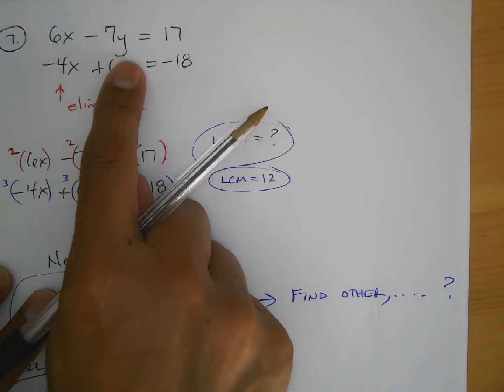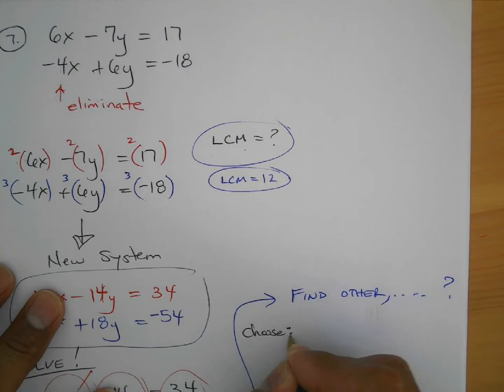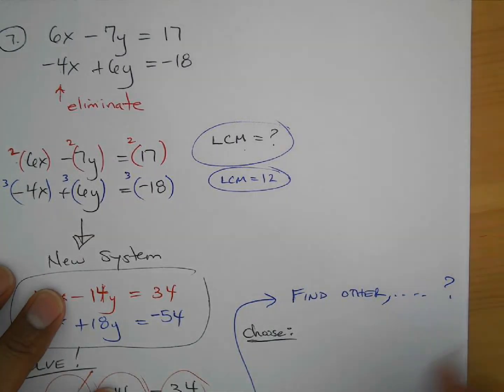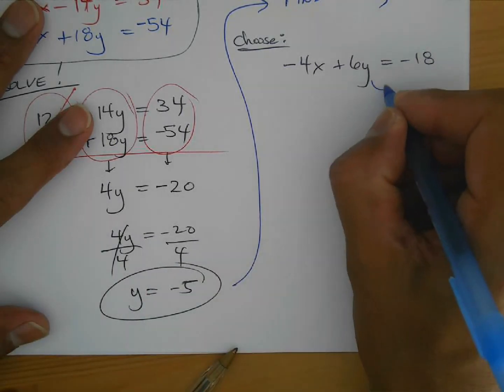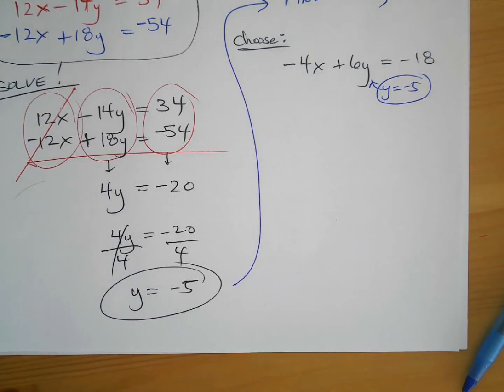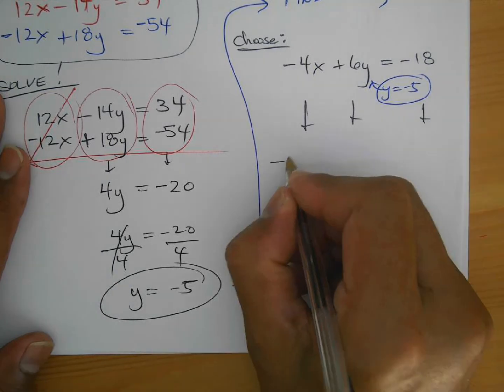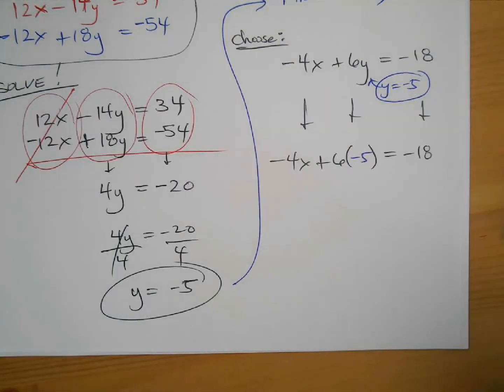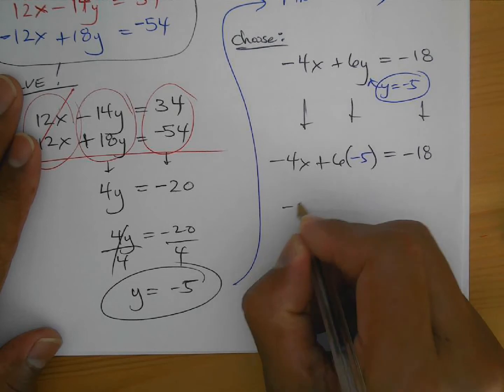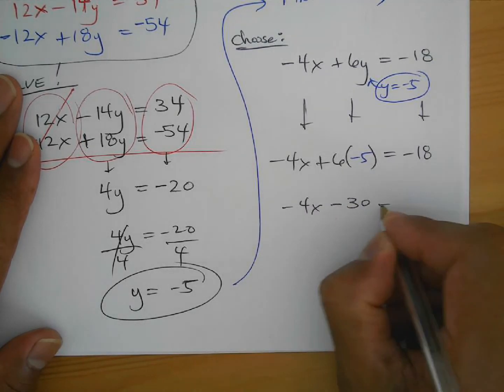Okay, so remember that. You have to come up here, choose one of your equations here to work with. I'm going to choose the bottom one. Looks a little easier for me. And I already know that y is equal to what? I just found out here y is equal to negative 5. So I'm going to substitute there. That'll be negative 4x plus 6 times negative 5 equals negative 18. That'll be negative 4x minus 30, right? Because of this negative equals negative 18.